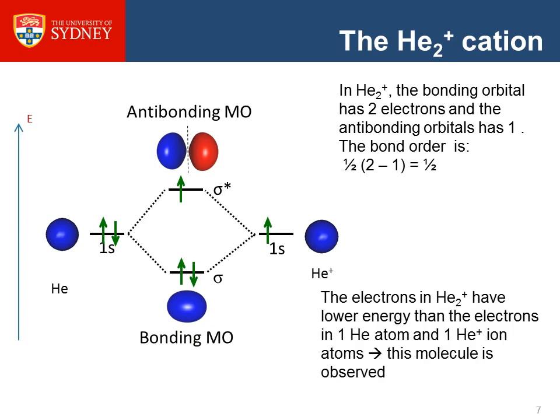So a way to justify this is to say that the bond order of 1/2 is still better than a bond order of 0, and the overall energy of this molecular orbital is lower than the overall energy of the two isolated systems. Therefore, the molecule has a chance to form.